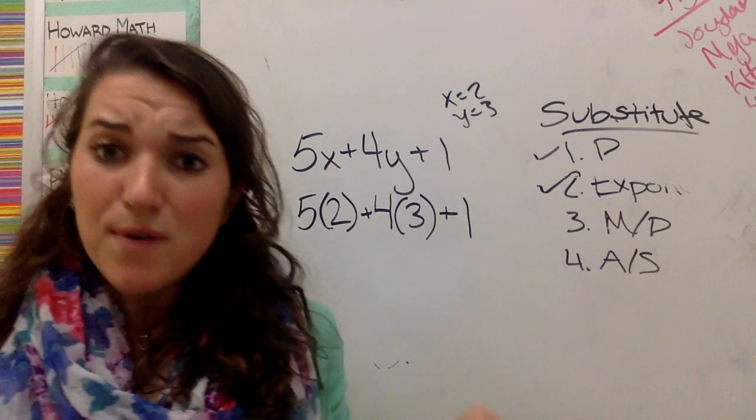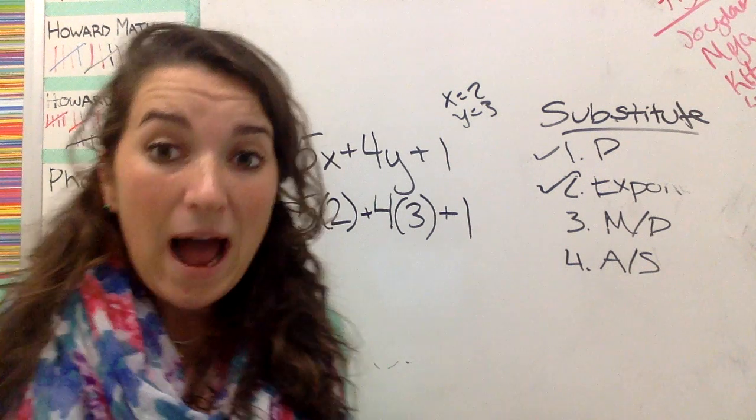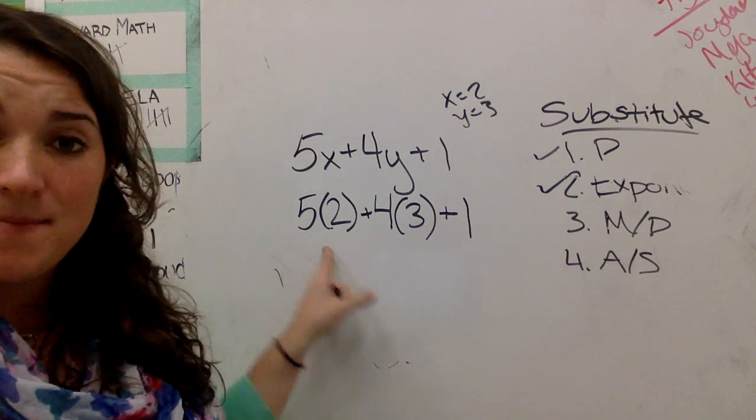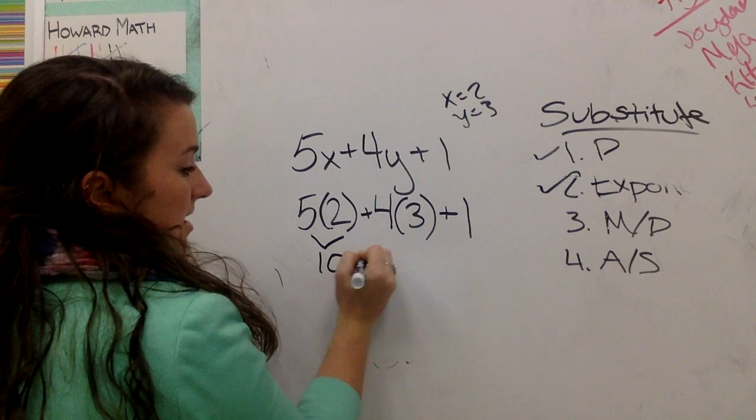Multiplication and division. I do have multiplication, and I have 2 examples of multiplication. So I'm going to start on the left and make my way to the right. So first, 5 times 2 is 10.